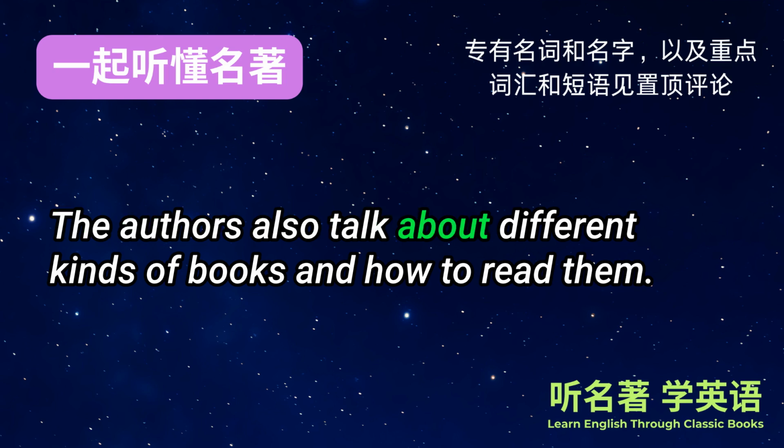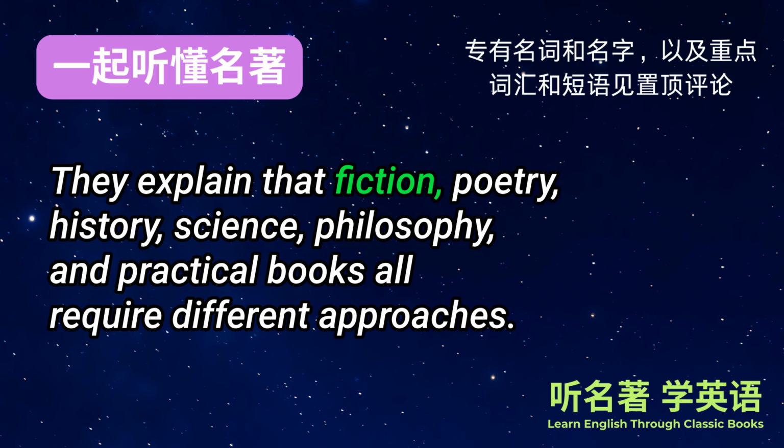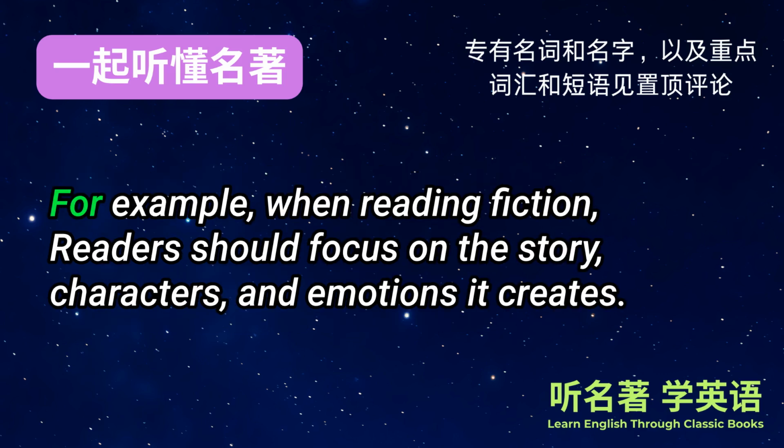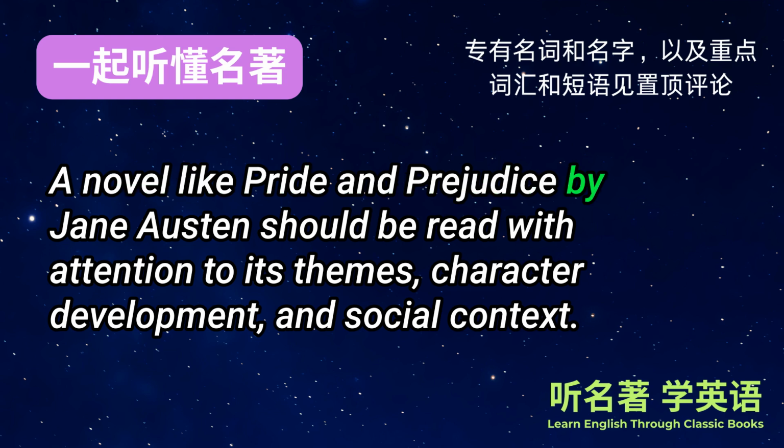The authors also talk about different kinds of books and how to read them. They explain that fiction, poetry, history, science, philosophy, and practical books all require different approaches. For example, when reading fiction, readers should focus on the story, characters, and emotions it creates. A novel like Pride and Prejudice by Jane Austen should be read with attention to its themes, character development, and social context.